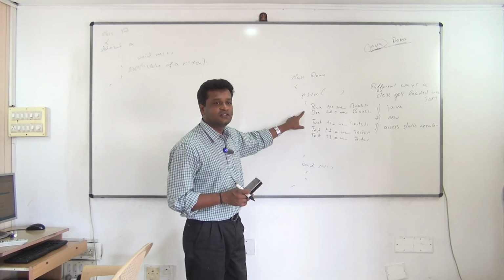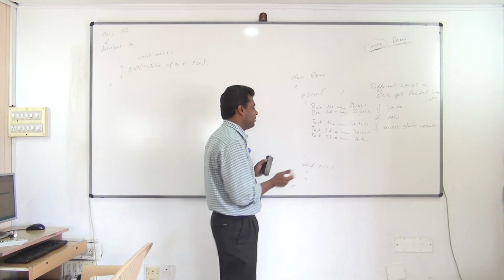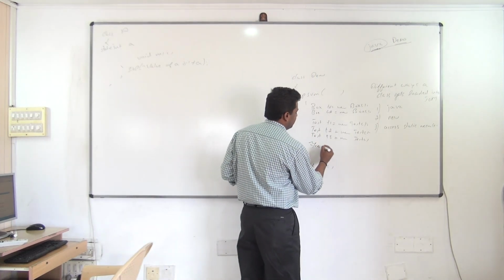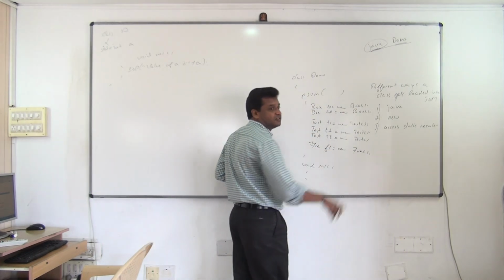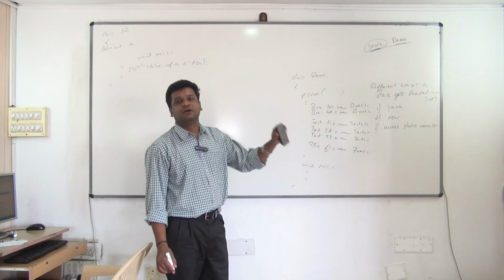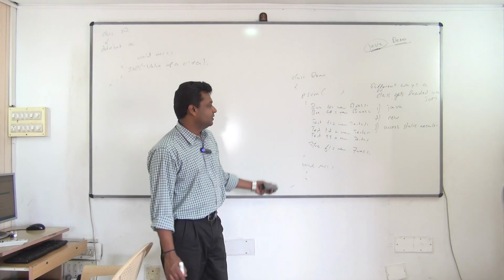So here Box.class got loaded, here Test.class got loaded. Supposing I am having Fun, one more class, f1 is equal to new Fun. What happens? Now Fun.class is loaded into the JVM plus object is created. Are you getting it now?